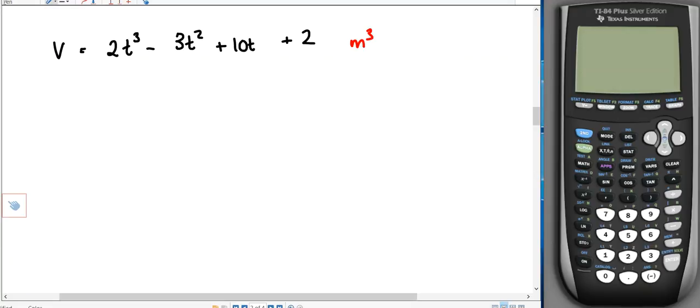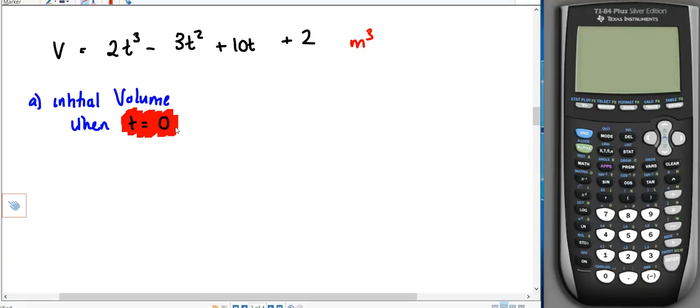Find the initial volume. So they always like to do that. What you are expected to know there is the initial volume is when t equals 0, before any time has passed. So that's the important thing there. When t equals 0. So when t equals 0, initial volume, initial means when t is 0.